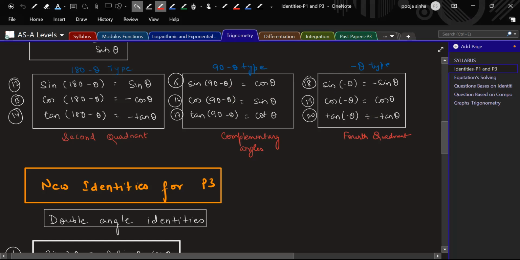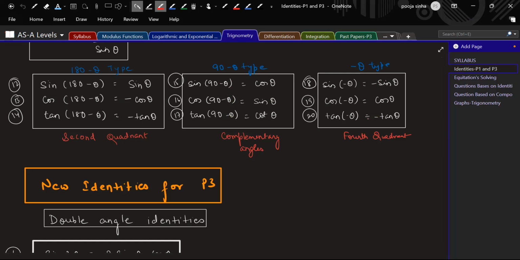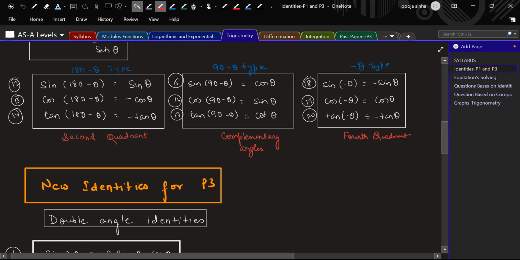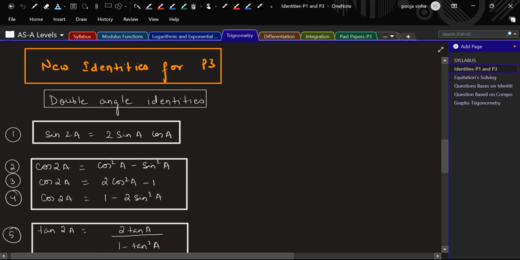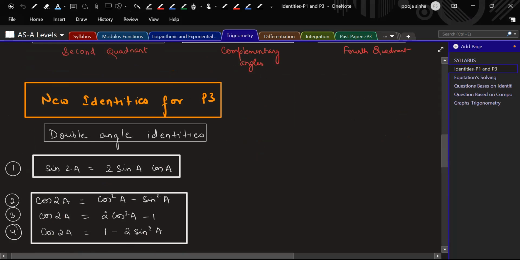So that is 20 identities, something which we have seen last year also in P1. Now we are coming to the new identities, which we'll be using very often now. Shall we start? These are the new identities for P3.